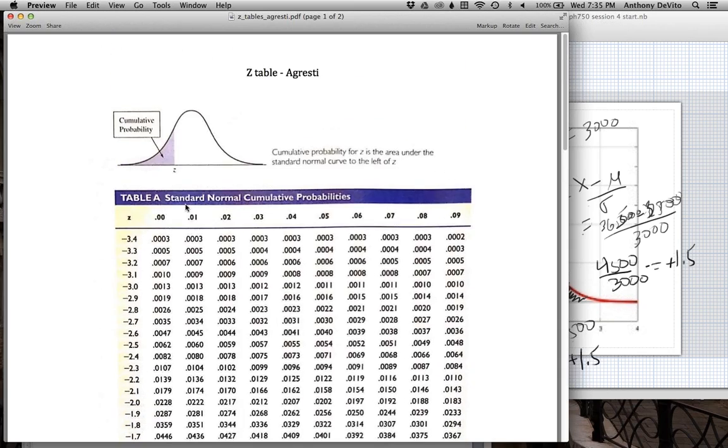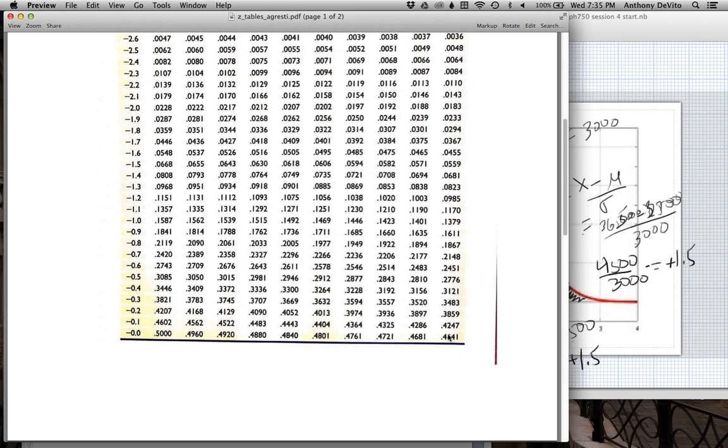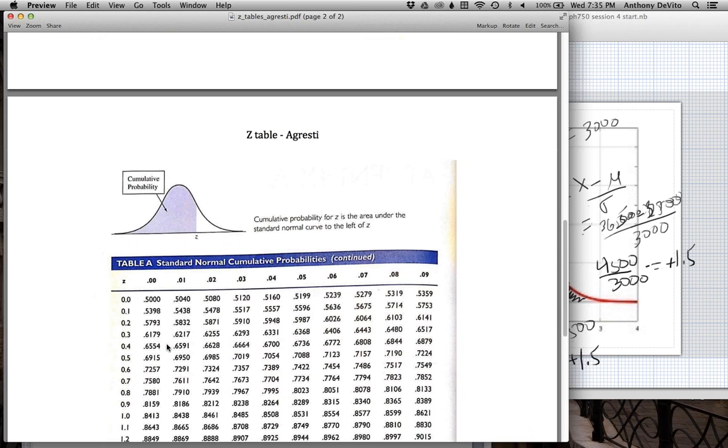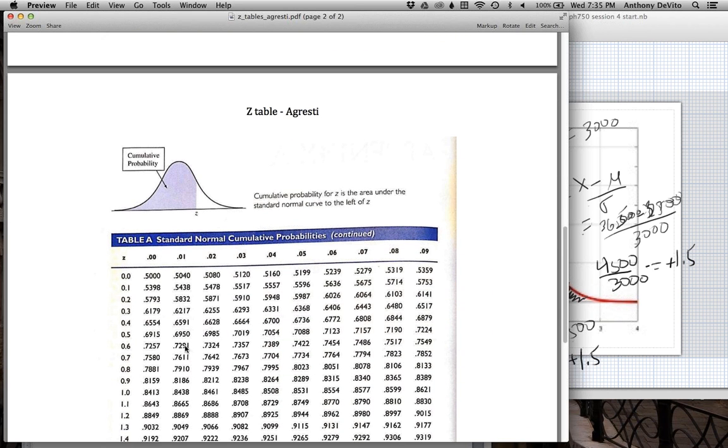And if you look at these numbers, none of them go above 50%. So they're all to the left of the mean. None of them get bigger than 50%, because even at 0, it's 50%. When the mean is 0, it's 50. And this one picks up from there and continues to the right. So all of these values are above 50%.